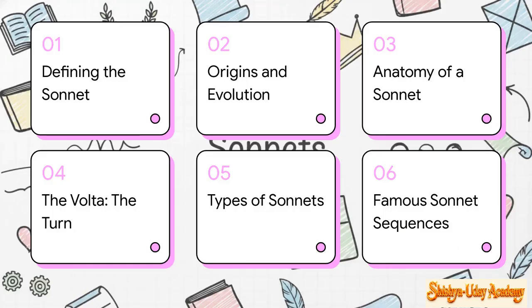Here's our agenda for today. First, defining the sonnet. Second, origins and evolution. Third, the anatomy of a sonnet. Fourth, the volta, or the turn. Fifth, types of sonnets. And finally, number 6, famous sonnet sequences. Let's get right into it.